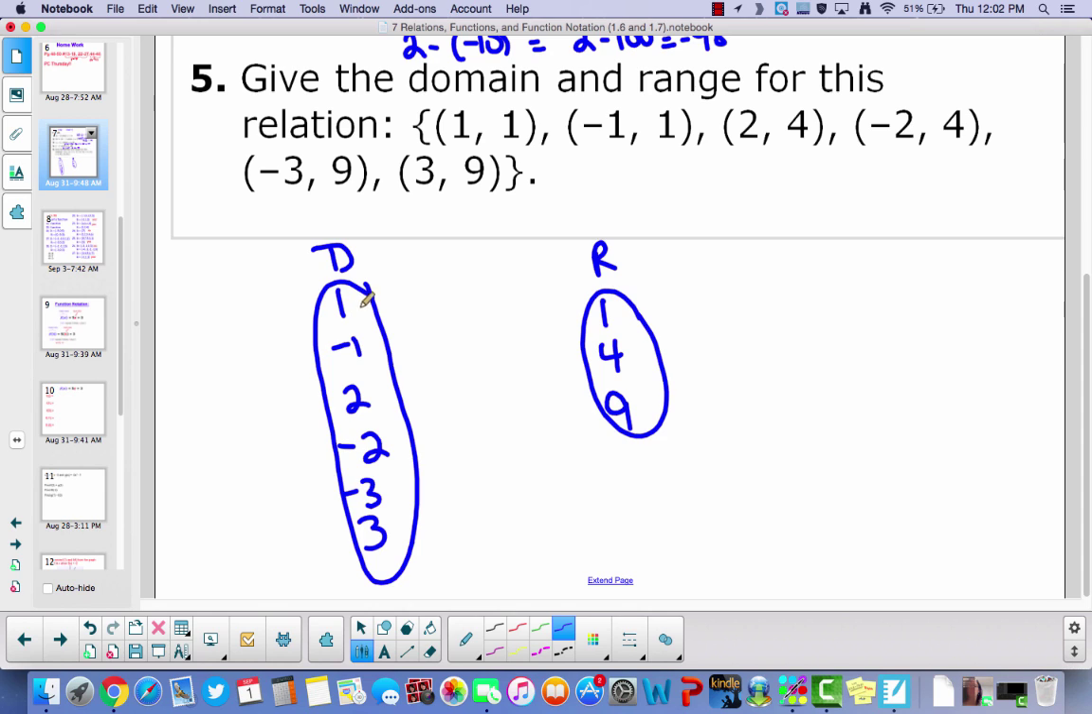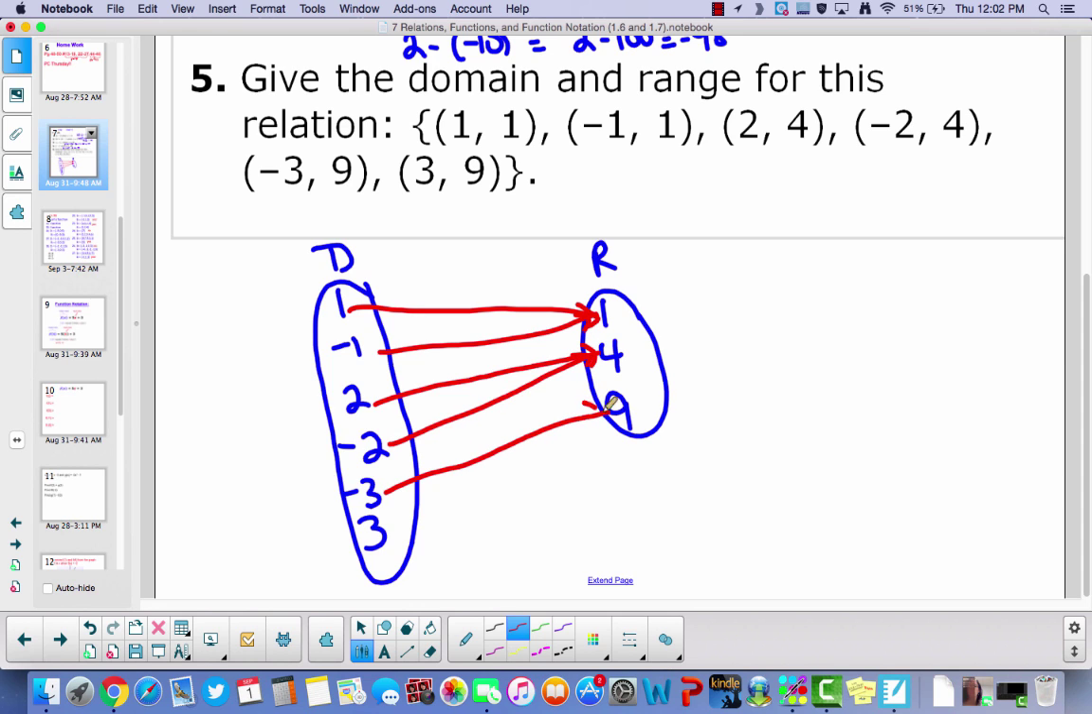If we were to do a mapping, we would see 1 goes to 1, negative 1 goes to 1, 2 goes to 4, negative 2 goes to 4, negative 3 goes to 9, and 3 goes to 9. Is this a function? Yes, because each x goes to 1 and only one y. All right.